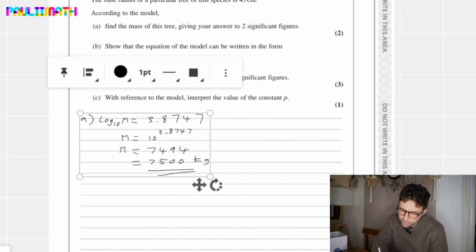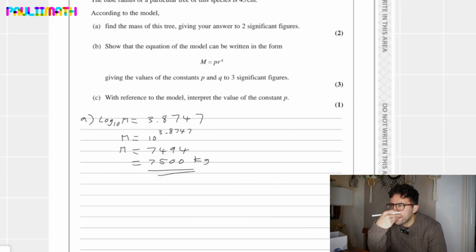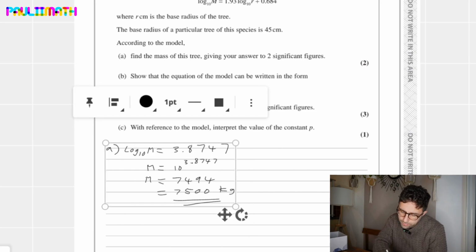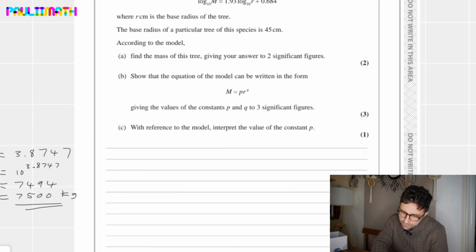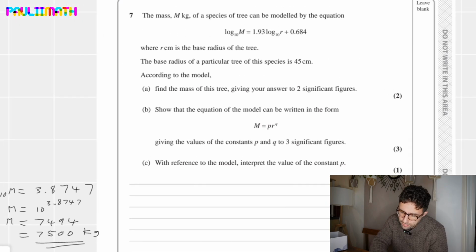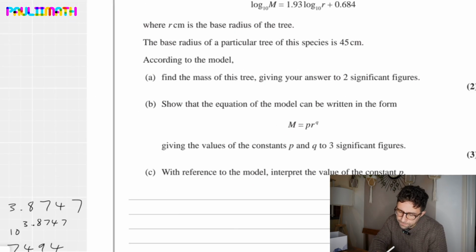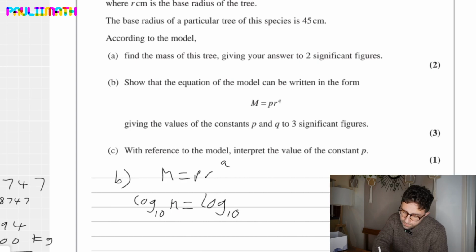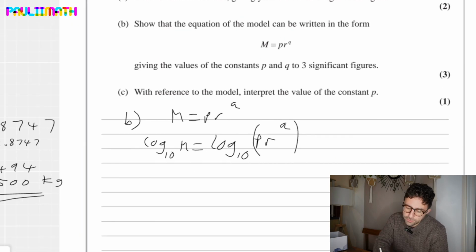Show that the equation for the model can be written in that form. That is quite loggy type stuff, isn't it? Classic loggy stuff. Which way do we want to go with it? Actually, better way, maybe start with the one that they've got. If you do m equals PRQ, log to the base 10 both sides. Log rules on the right hand side.